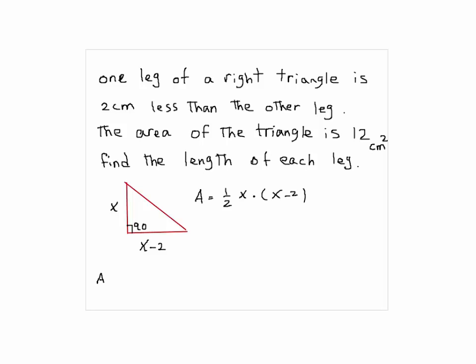So remember, area is equal to 1/2 base times height. If you call this the base and this the height, we can write this as area, given to us as being 12, is equal to 1/2 x times x minus 2. I can get rid of this 1/2 by multiplying both sides of the equation by 2. So here I get 24 is equal to x times x minus 2.